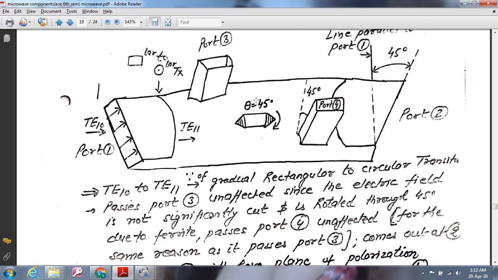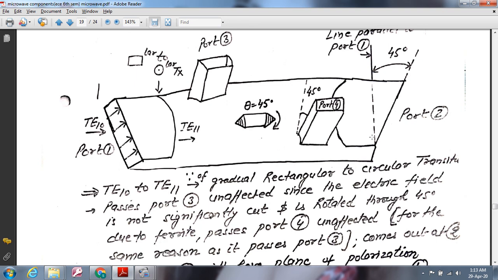And it is rotated through 45 degrees due to ferrite. Because of this ferrite, it is going to be 45 degrees rotated. It passes port number 4 unaffectedly, for the same reason as it passes port number 3, and finally emerges out of port number 2.